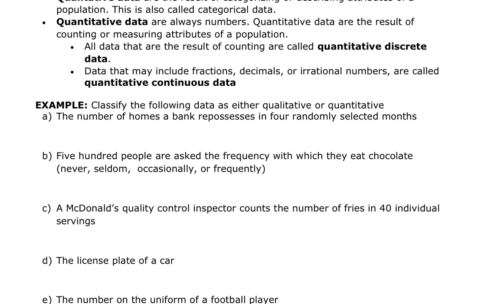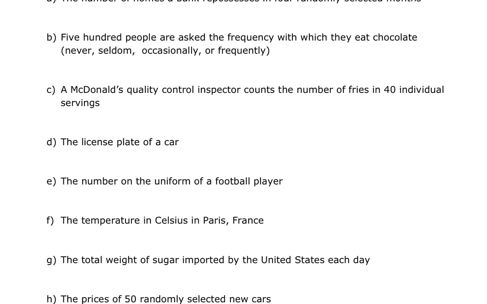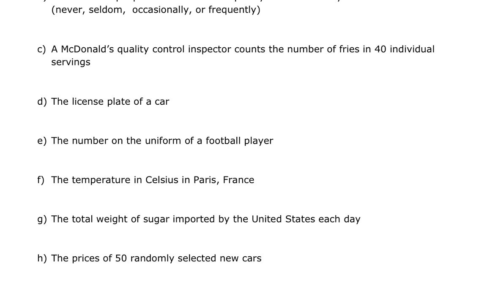The license plate of a car. This is qualitative data because we're just literally looking at the license plate of the car. So it has numeric and it has alpha. It's going to have both of those in it, and we're just looking at the license plate of the car. The number on the uniform of a football player. This is quantitative, and it's discrete. You're not going to find football players with 33.5 or 33.3 on the back of their jersey.